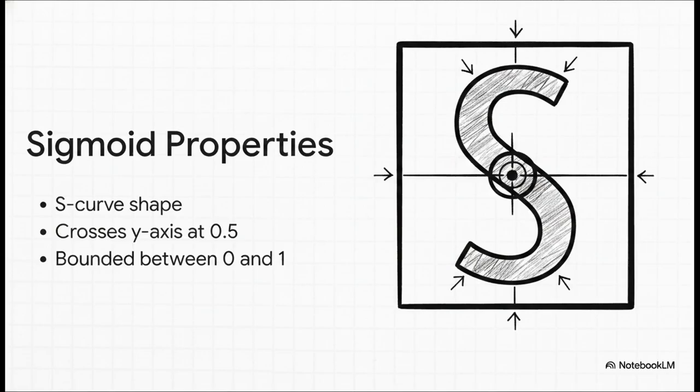It's brilliant because it gives us a perfectly smooth transition between our negative and positive classes without ever overshooting the bounds. On top of that, it has this incredibly elegant mathematical derivative, which is going to be super important for how the AI actually learns.